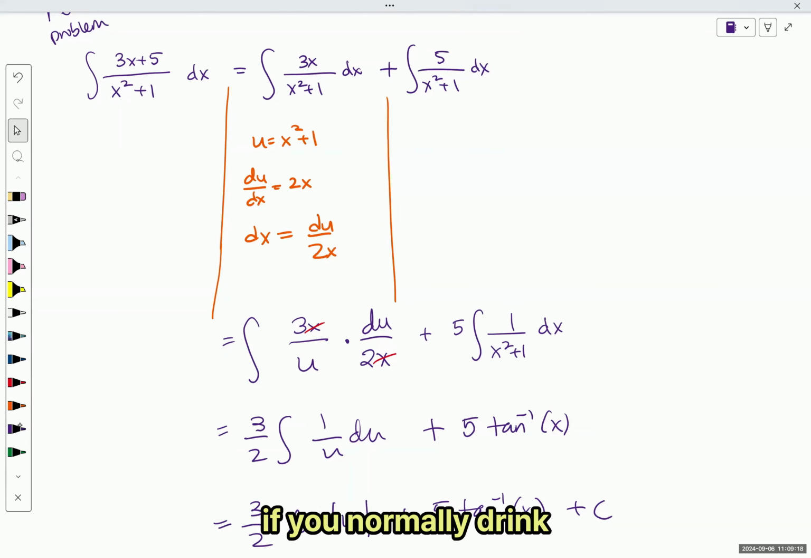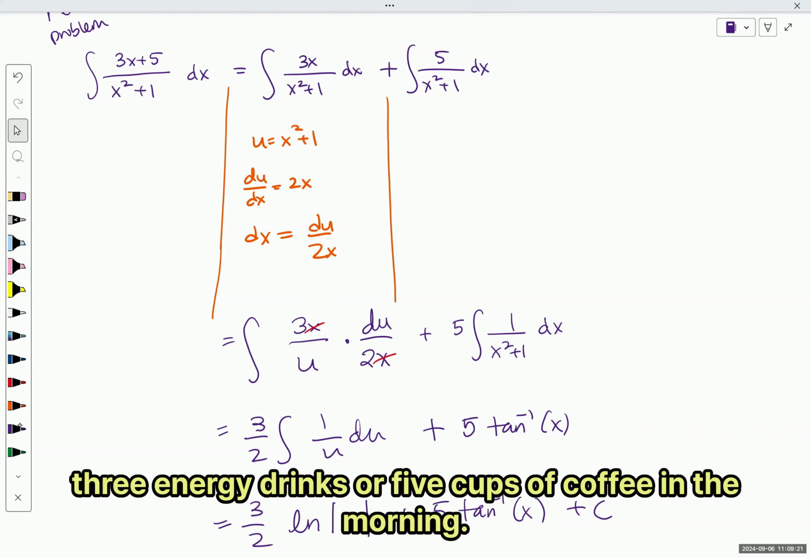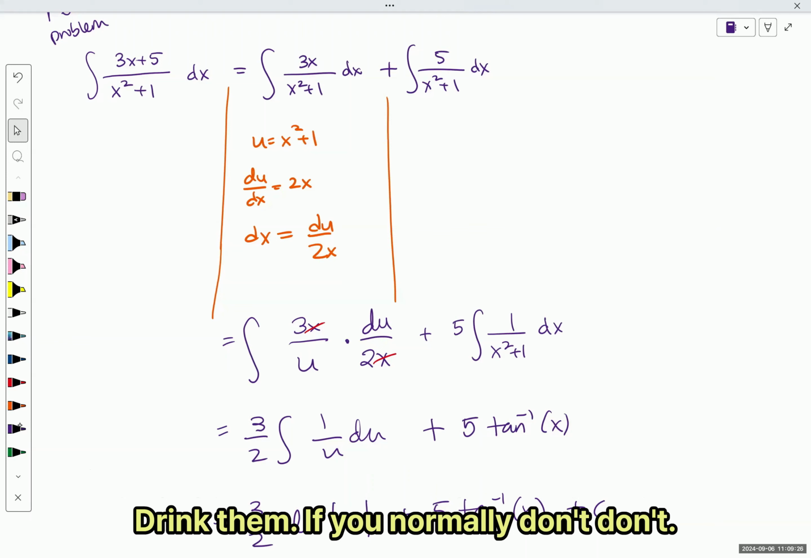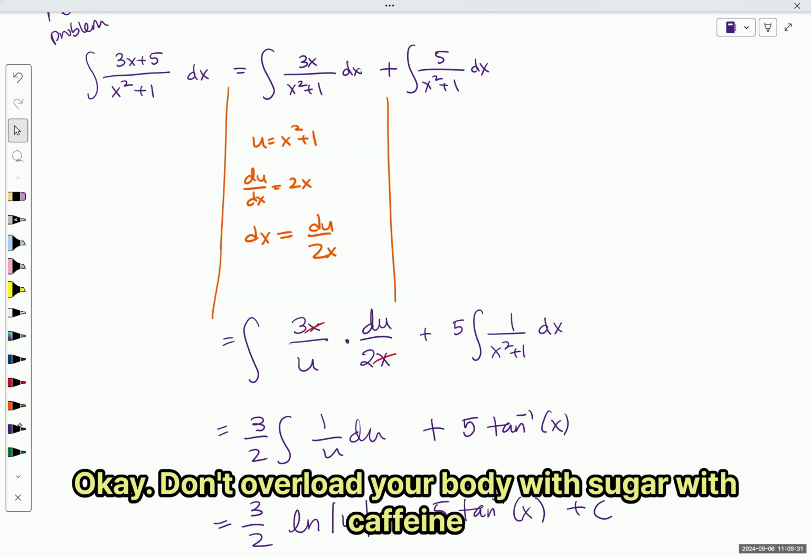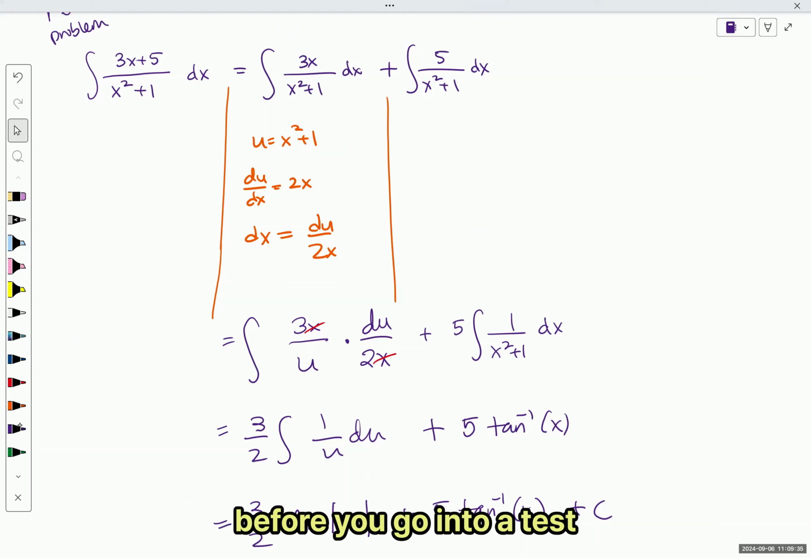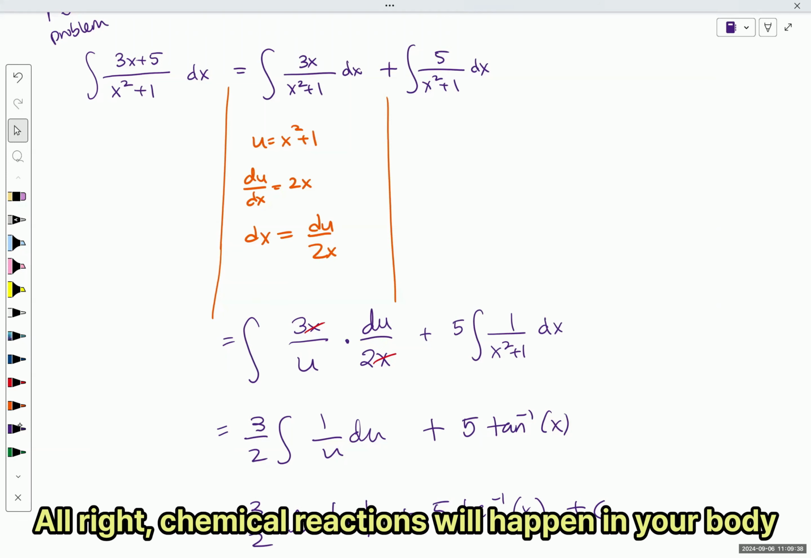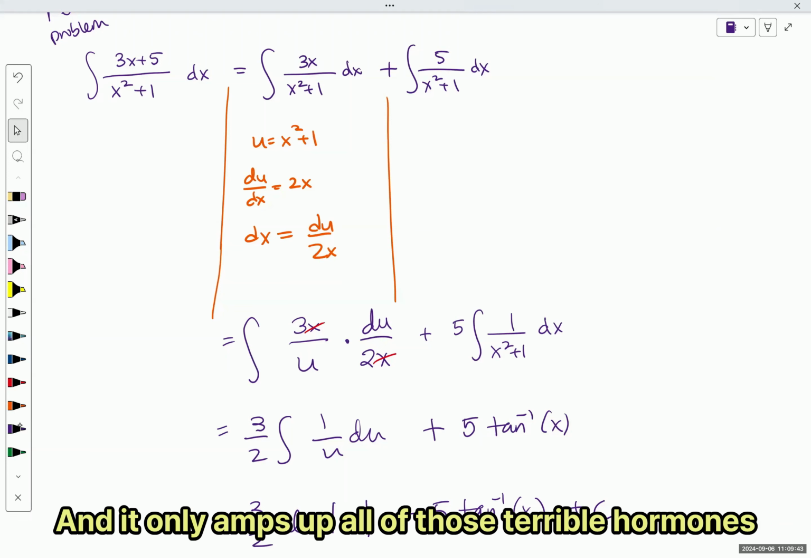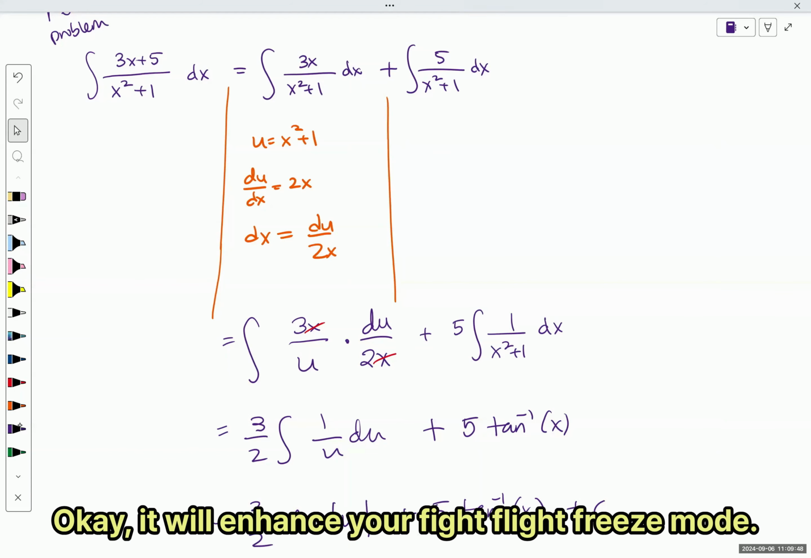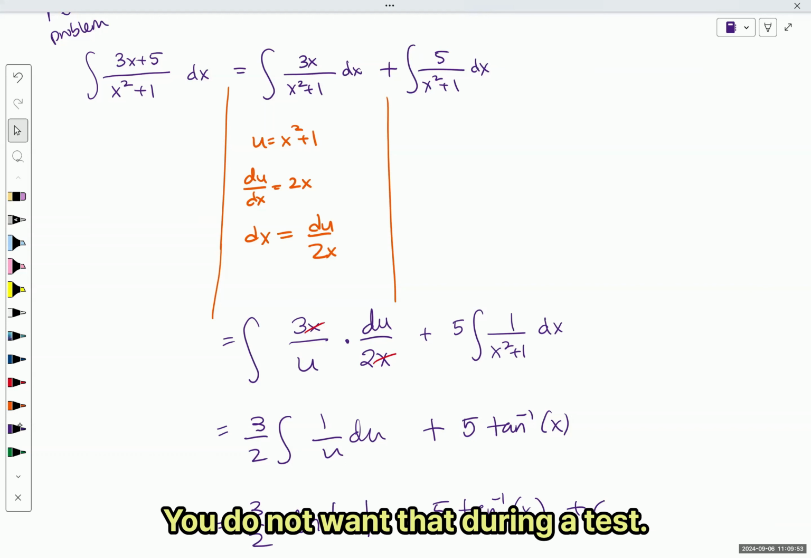Okay. The other thing, if you normally drink 3 energy drinks or 5 cups of coffee in the morning, drink them. If you normally don't, don't overload your body with sugar, with caffeine before you go into a test if your body is not used to it. All right. Chemical reactions will happen in your body and it will freak you out. And it only amps up all of those terrible hormones that make you feel bad when you're taking a test, okay? It will enhance your fight, flight, freeze mode. You do not want that during a test.